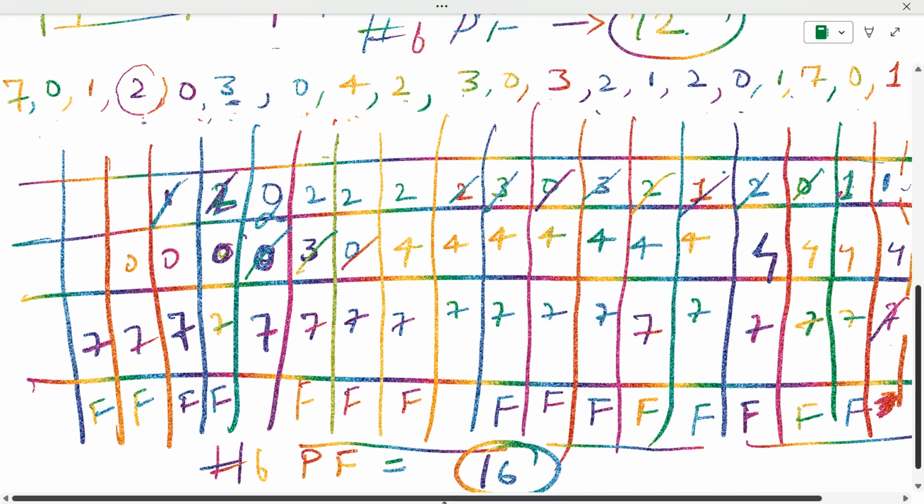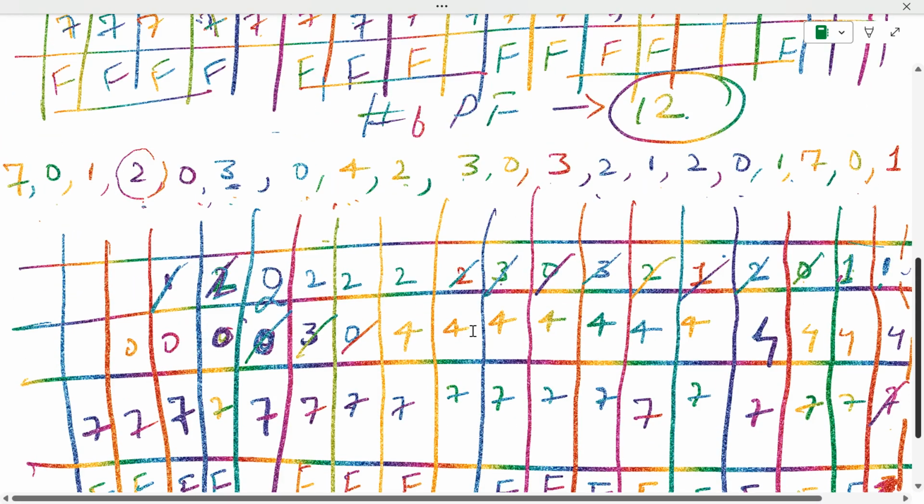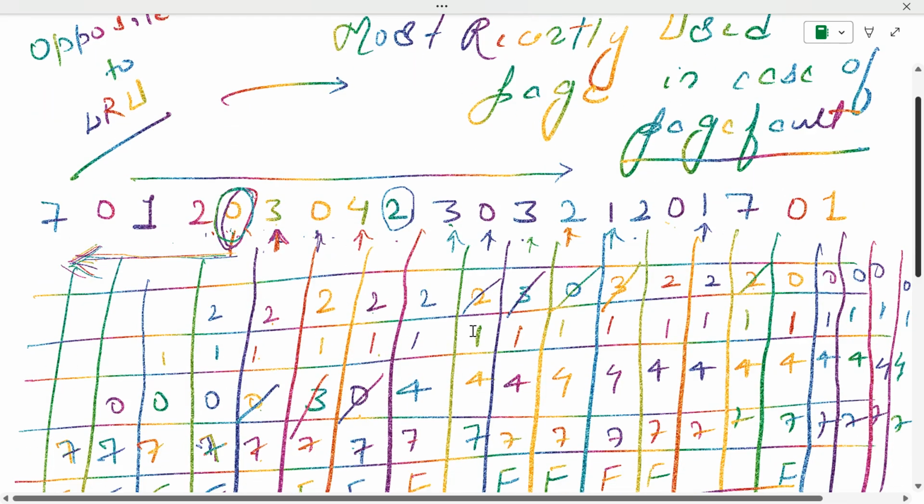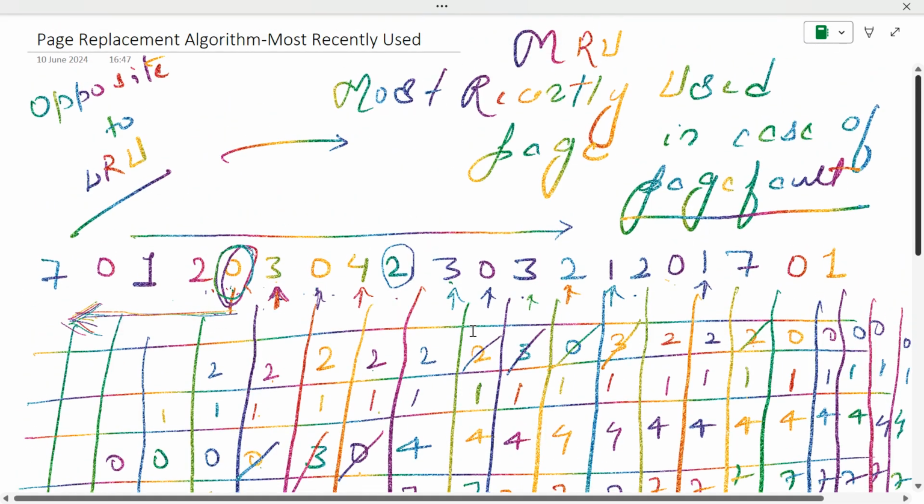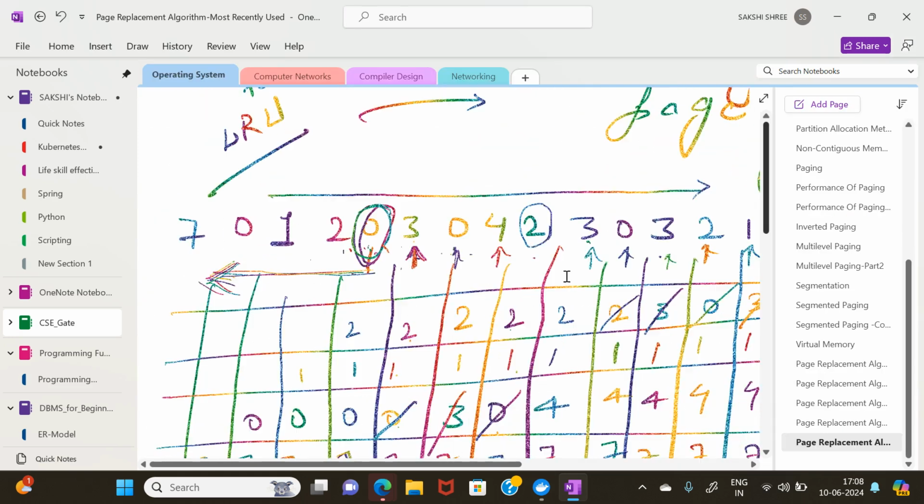So this is all about the MRU scheme, which is just opposite to LRU, and LRU we saw in the previous video. So that's all for this particular video, and here is how I'm closing this part.